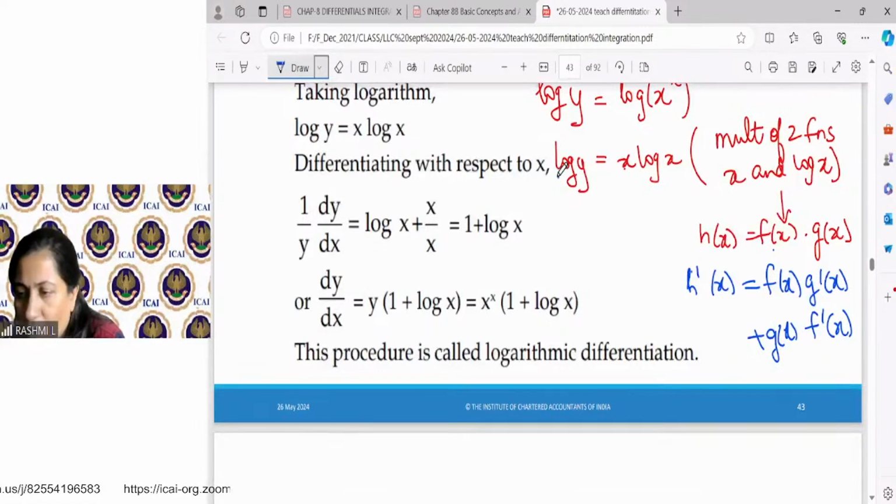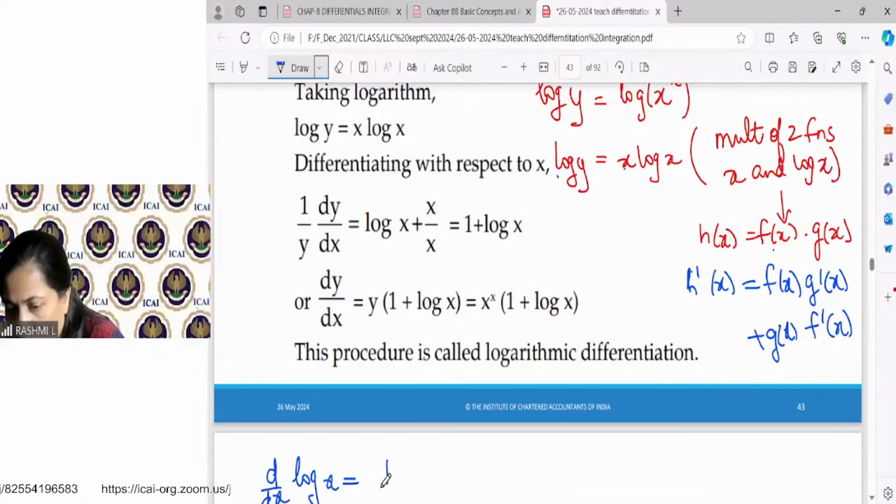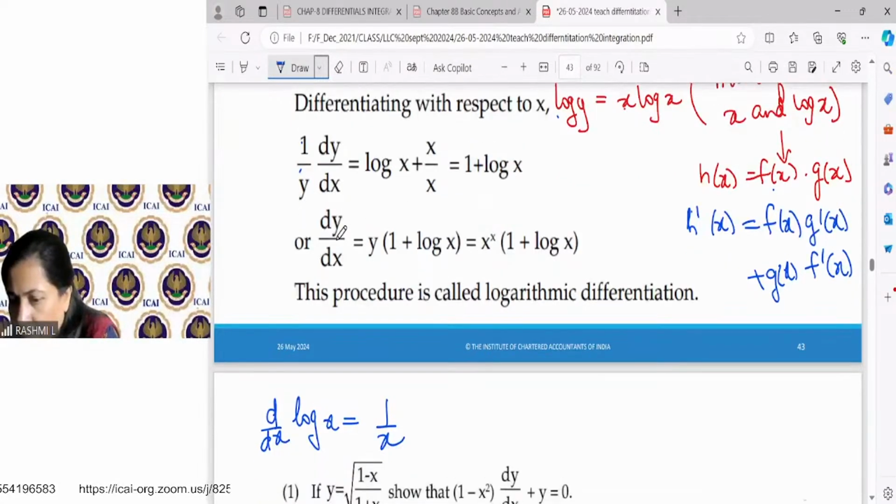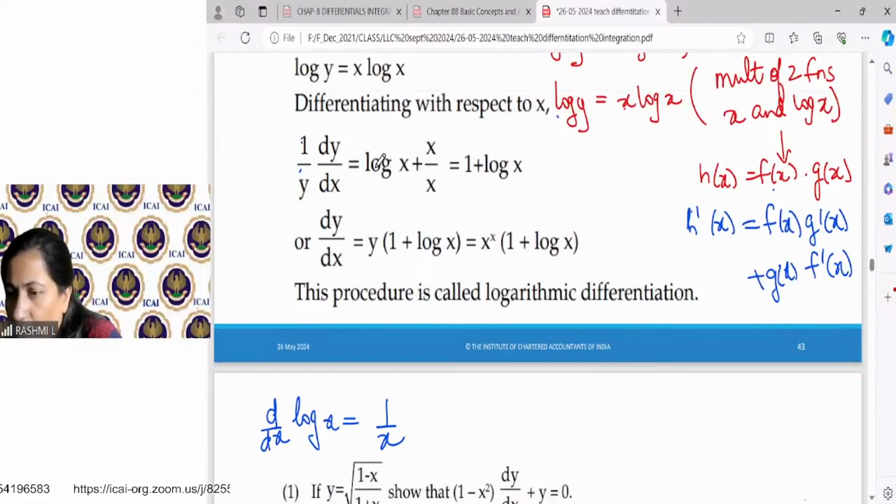So log y, we know what is the derivative of log y? D by dx of log x is equal to 1 upon x. So d by dx of log y will be equal to 1 upon y dy by dx. And the derivative of this will be log x plus x upon x.